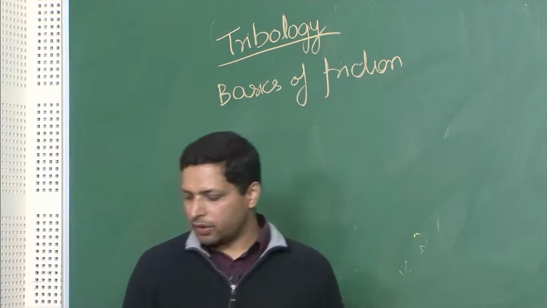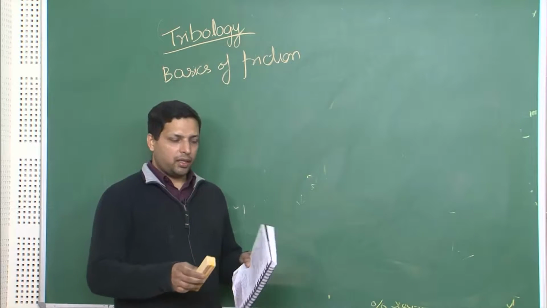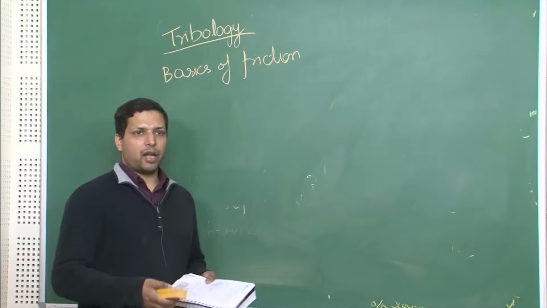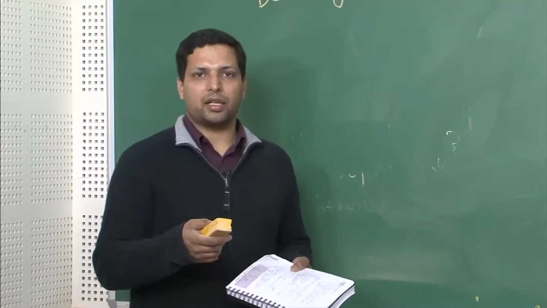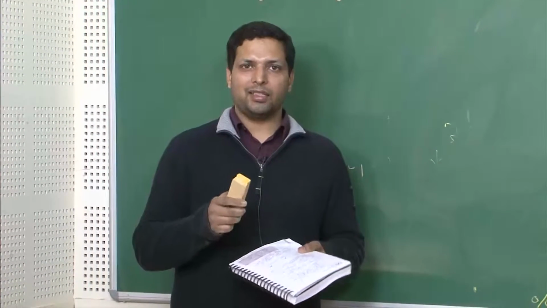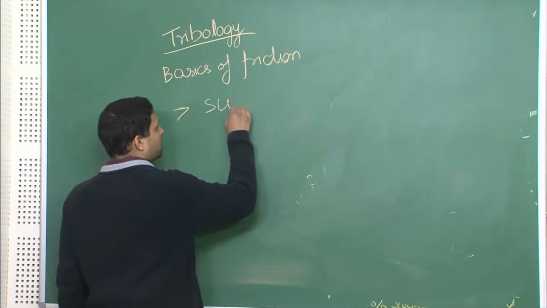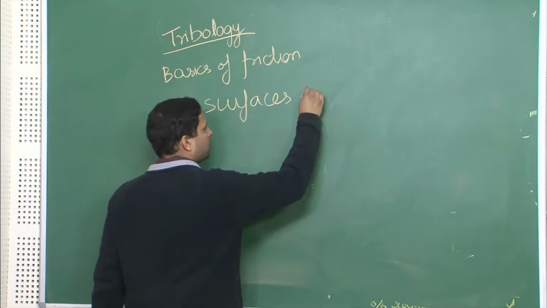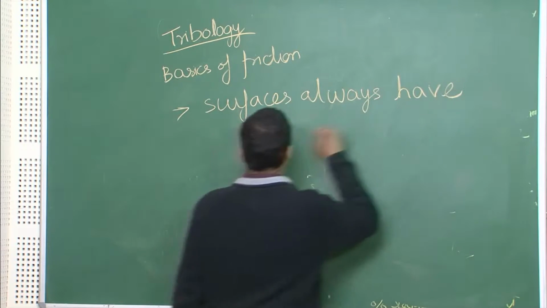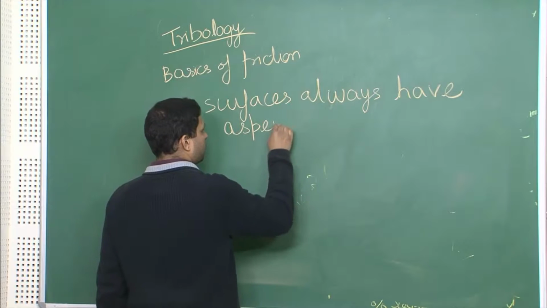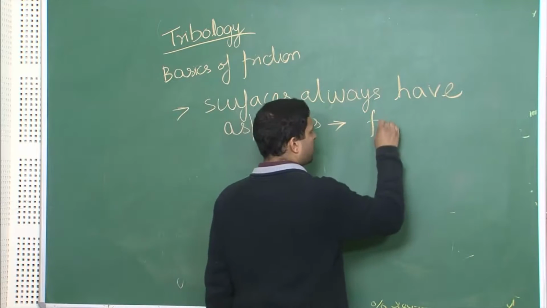Now, when you see two surfaces, for example, let us say I take this board duster and I take this. Now, if I rub it against this, both of them look flat, and therefore it may seem that there should be no friction, but is it really flat? If you go down to the micro nano level, is it really flat? And the answer is no. So, surfaces always have asperities, and it is these asperities that lead to friction.